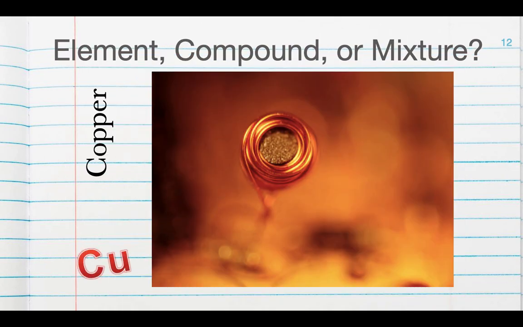So for this one, copper. Copper, is it an element, a compound, or a mixture? If you said element, then you are correct, because the Cu is the copper symbol on the periodic table.